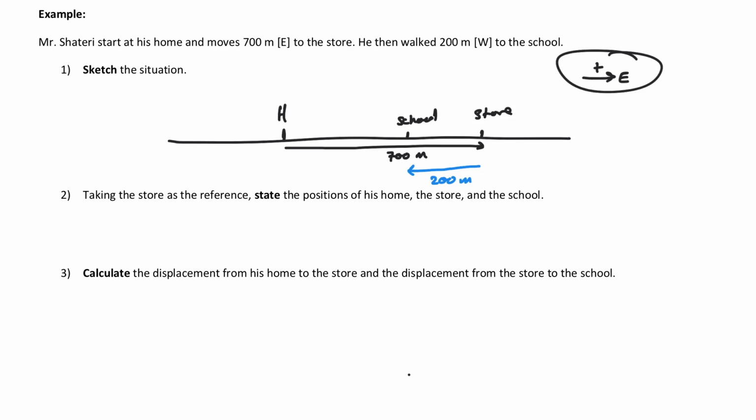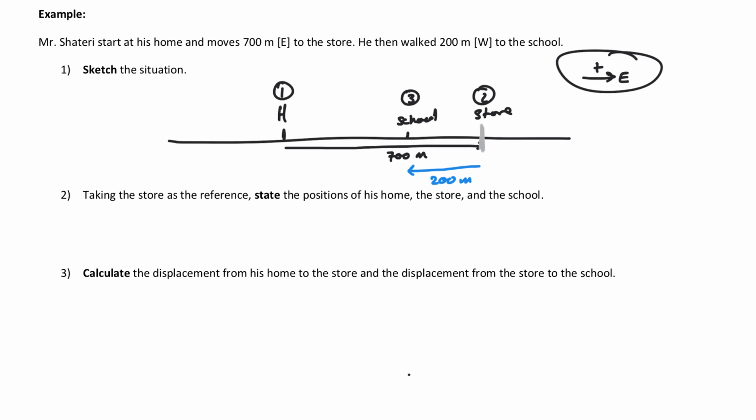And I can also label things. This is the first location, this is the first event. Being at home, moving to the store is the second event, and being at school is the third event. Now, taking the store as the reference, state the position of his home, the store, and school. We can do that.